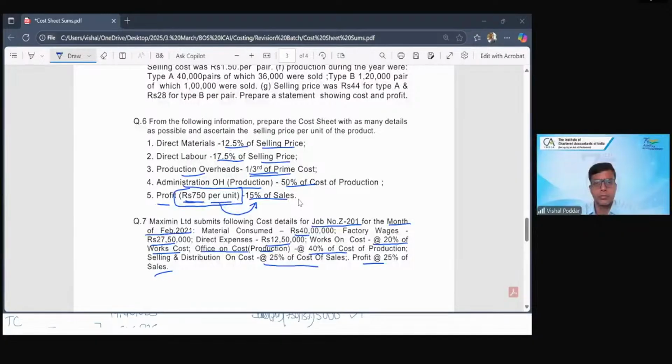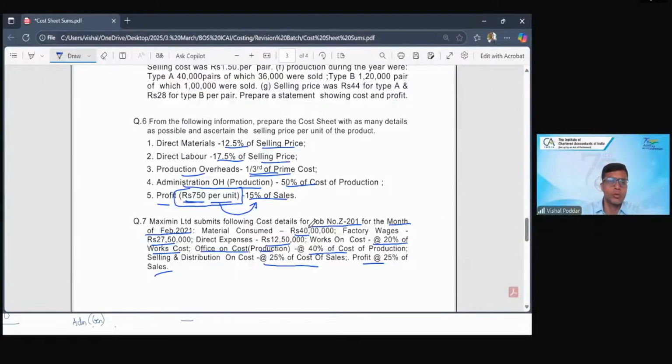Question 7. Job cost sheet period is Feb 2021. Job number is Z201.